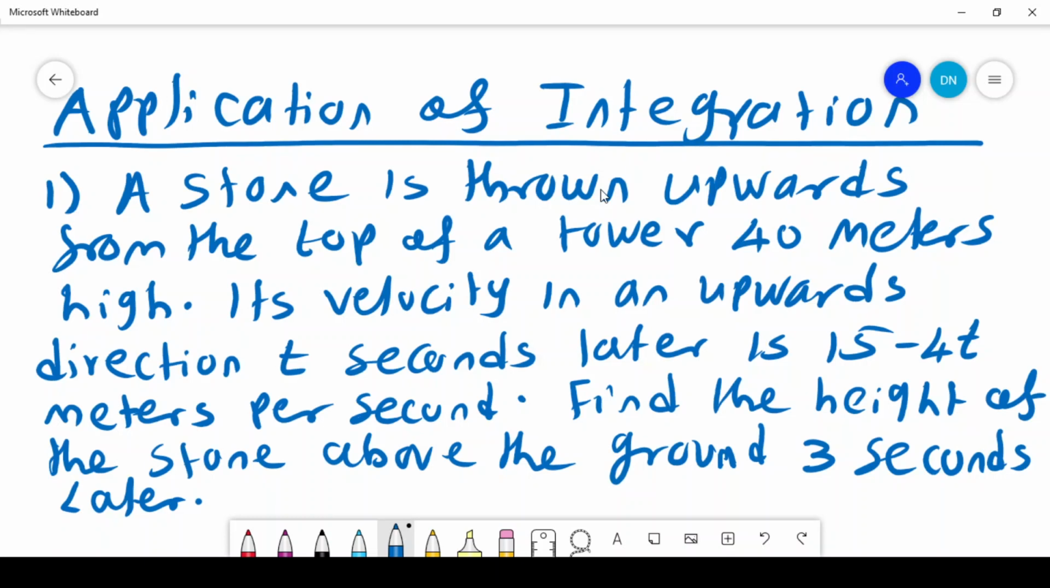Want to look at application of integration. A stone is thrown upwards from the top of a tower 40 meters high. Its velocity in an upwards direction t seconds later is given by 15 minus 4t meters per second. Find the height of the stone above the ground 3 seconds later.